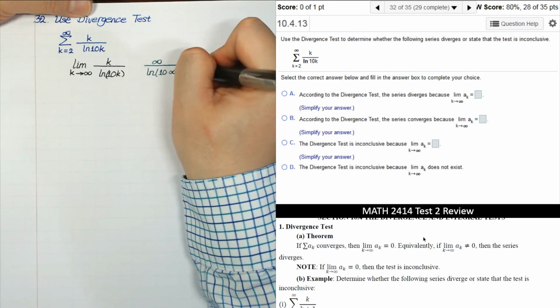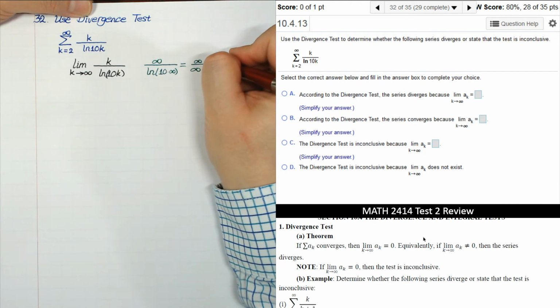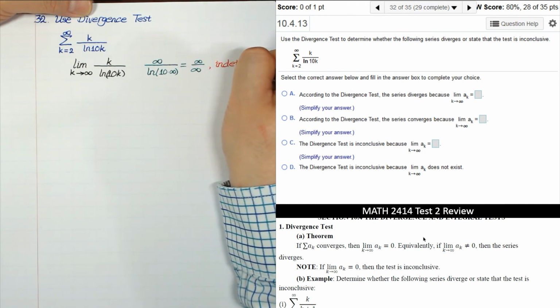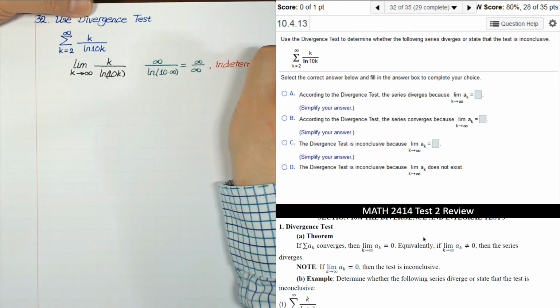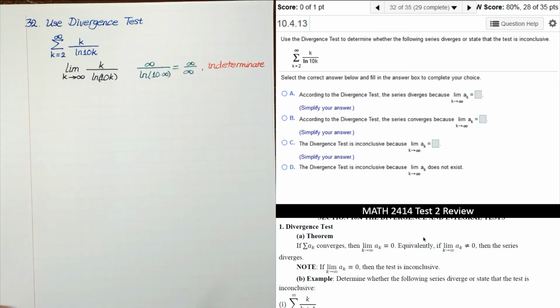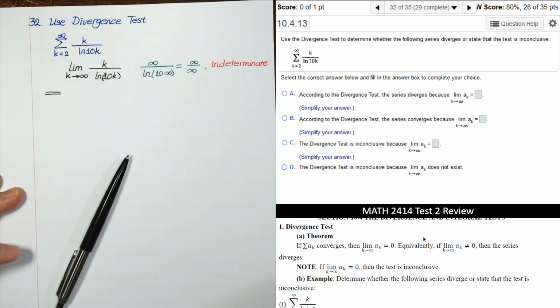Ln of infinity is still infinity. So infinity over infinity, that is indeterminate. Right, which means we're going to use L'Hospital's rule.